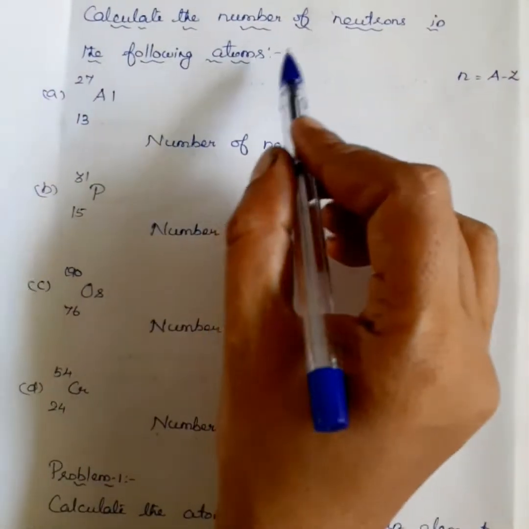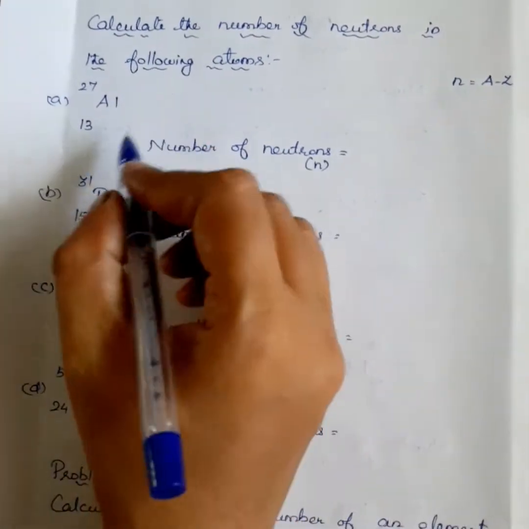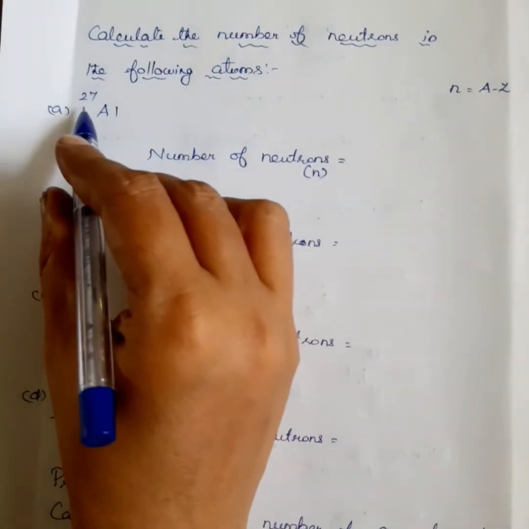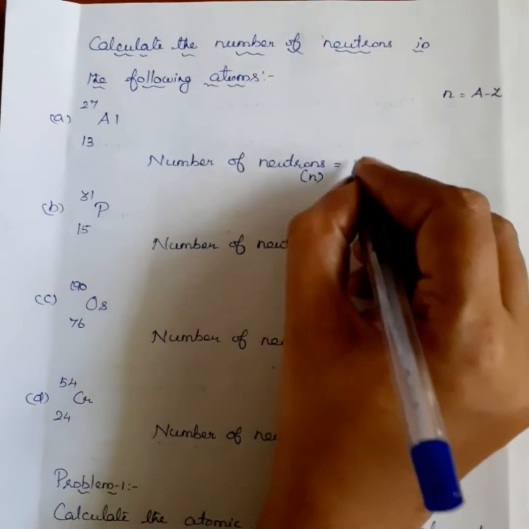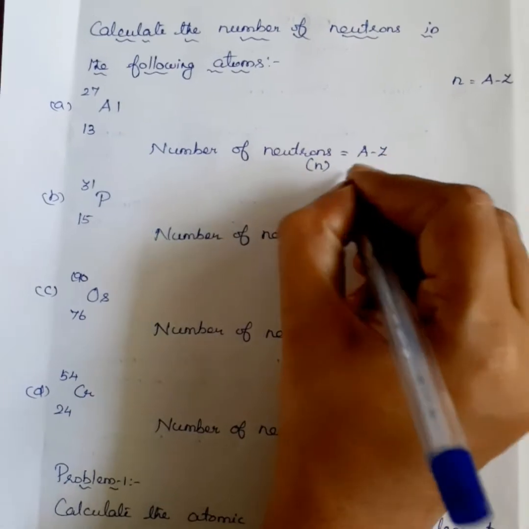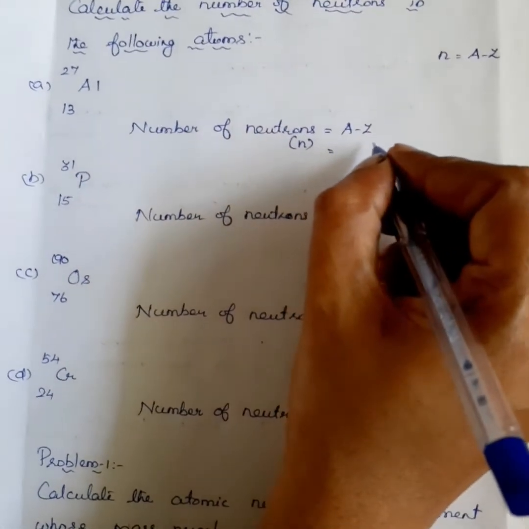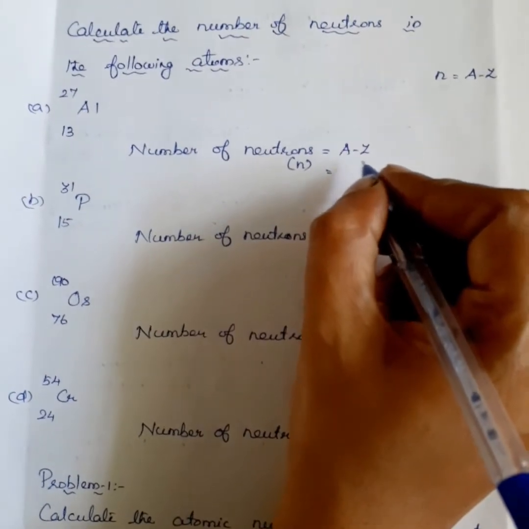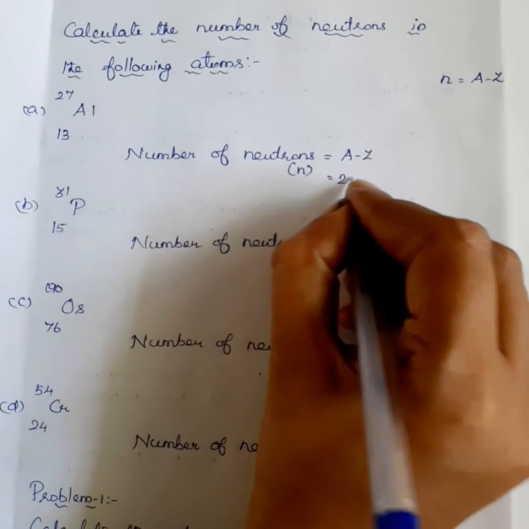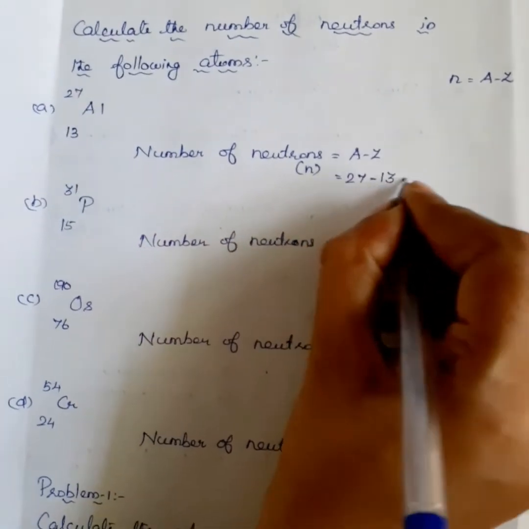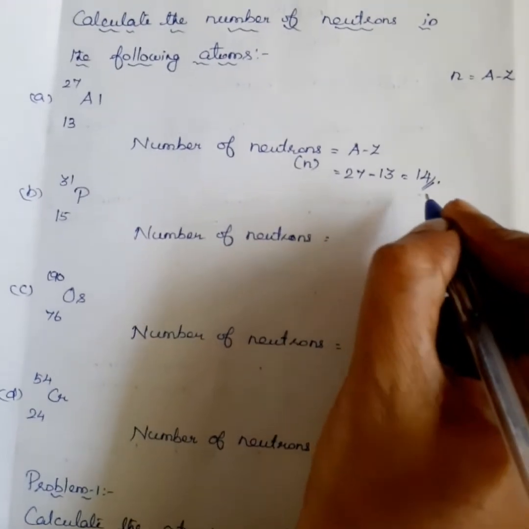Now we calculate the number of neutrons in the following atoms. Aluminium-27, with atomic number 13. The number of neutrons N is equal to A minus Z. A is the mass number and Z is the atomic number. So 27 minus 13 is equal to 14. So the number of neutrons is equal to 14.